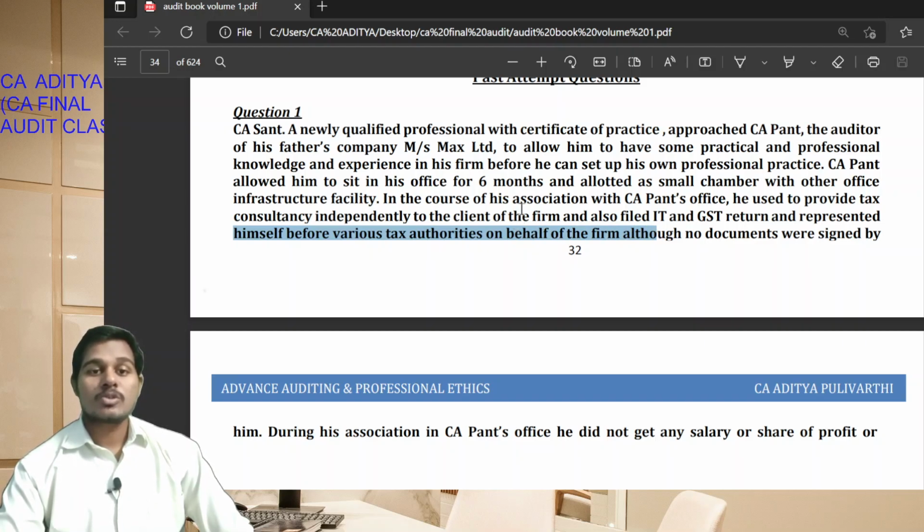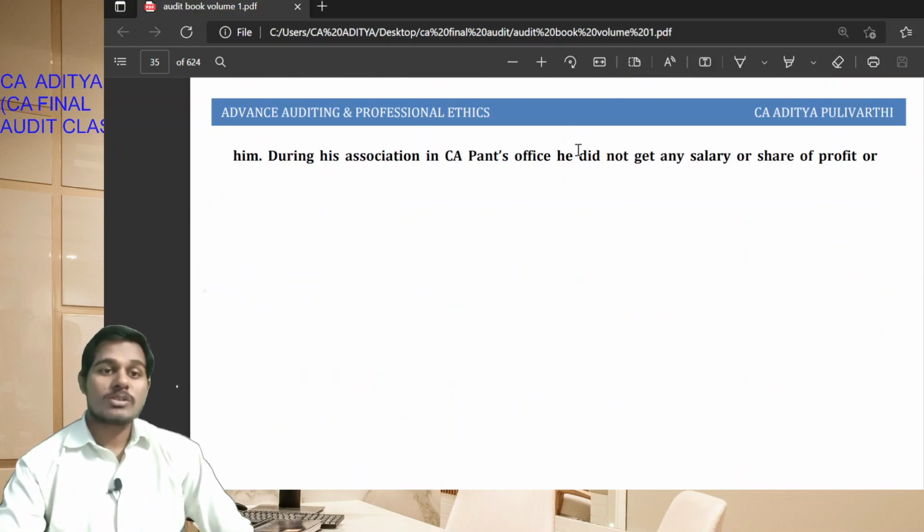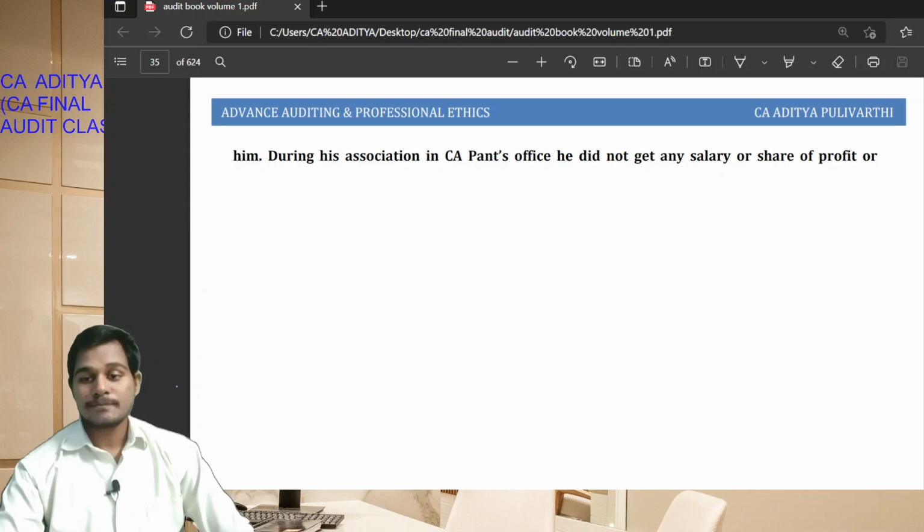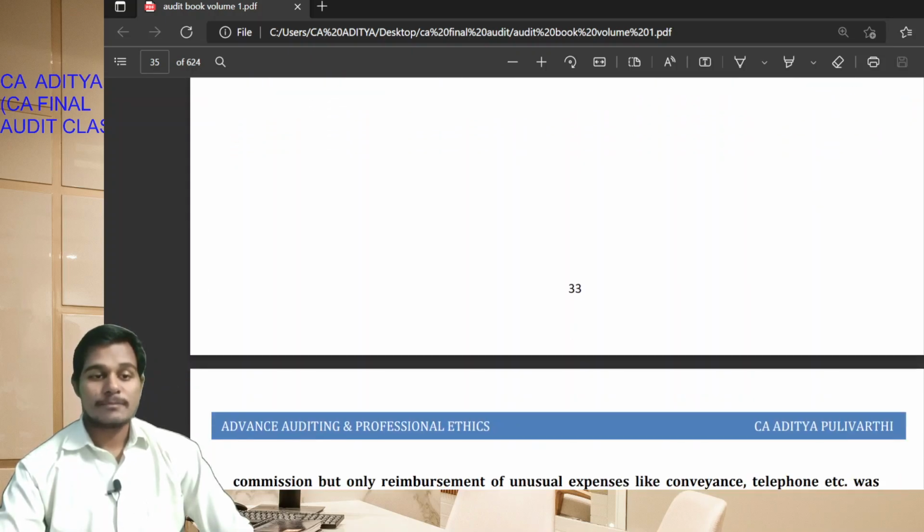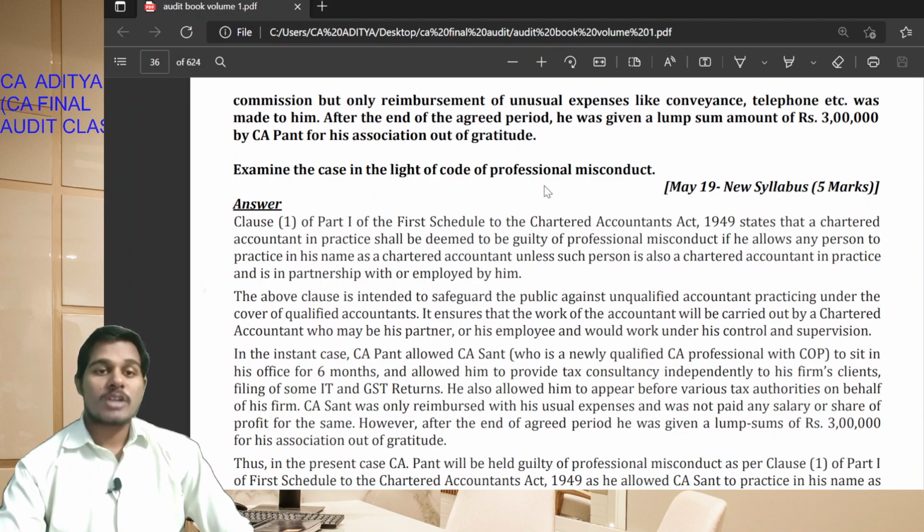So, students, he is not a partner and he is not an employee of the firm. All through, he is representing the firm. See, students, he is representing on behalf of the firm. So CA Pant will be guilty of professional misconduct. During his association in CA Pant's office, he was not given any salary, share of profits or commission, but reimbursement of usual expenses like conveyance and telephone was made to him. After the end of the agreed period, he was given a lump sum amount of 3 lakhs by CA Pant for his association, out of gratitude.